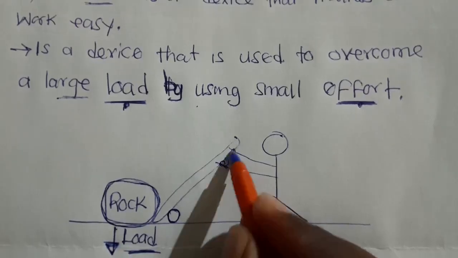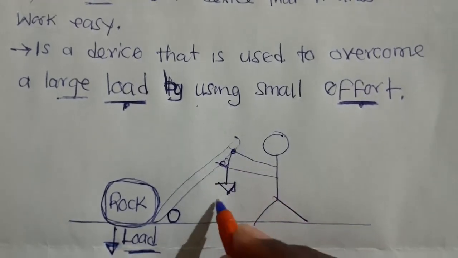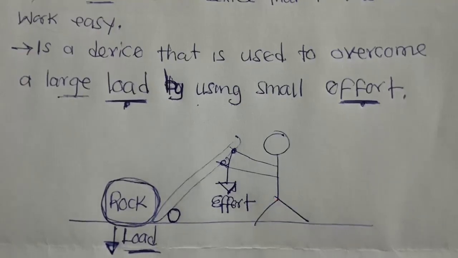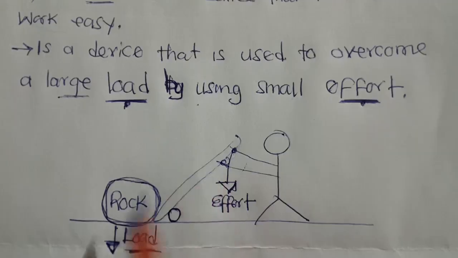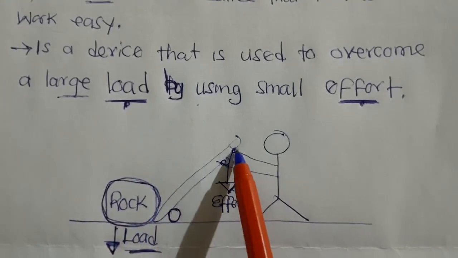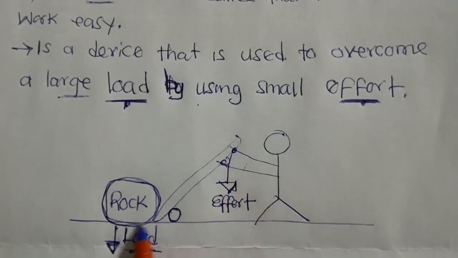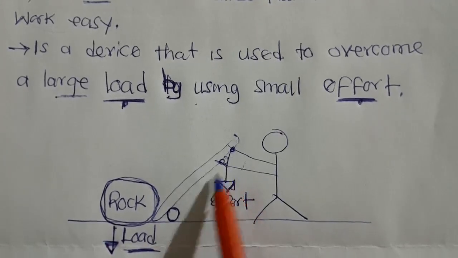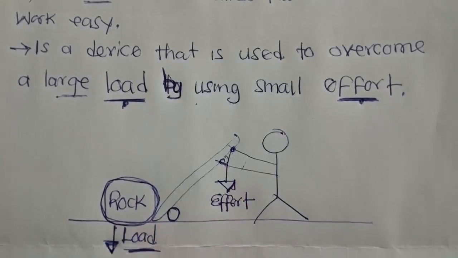Effort. Have you seen effort? Applying small amount of effort. So here we've got what? Effort. This is where the effort is being applied. So now we are using a force that is at this point to overcome another force that is at this point. As this person pushes this machine, this lock is moving, and this person is applying a small amount of effort to move this large load. Have you seen?